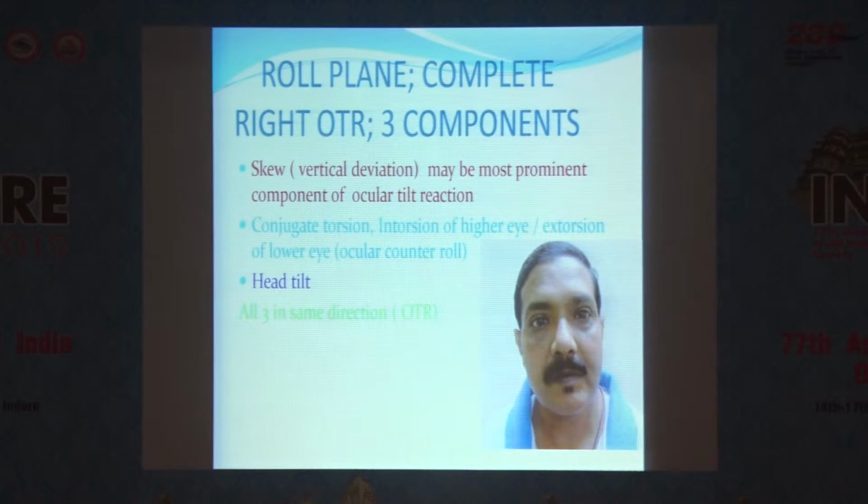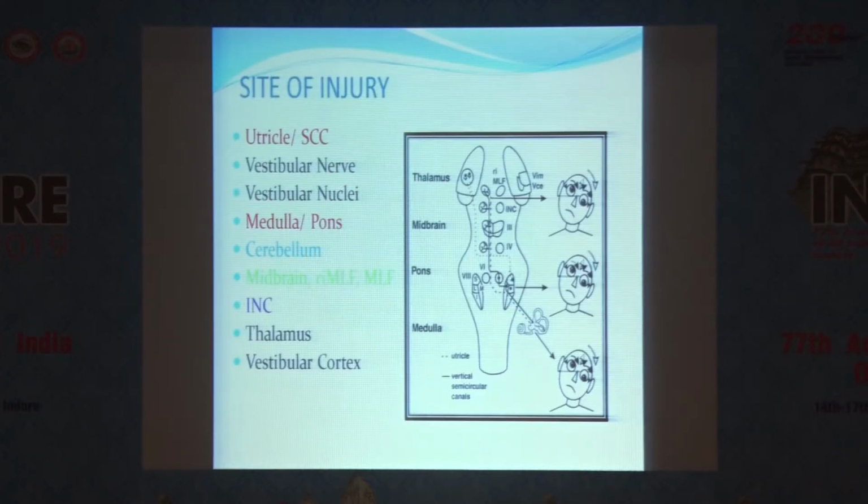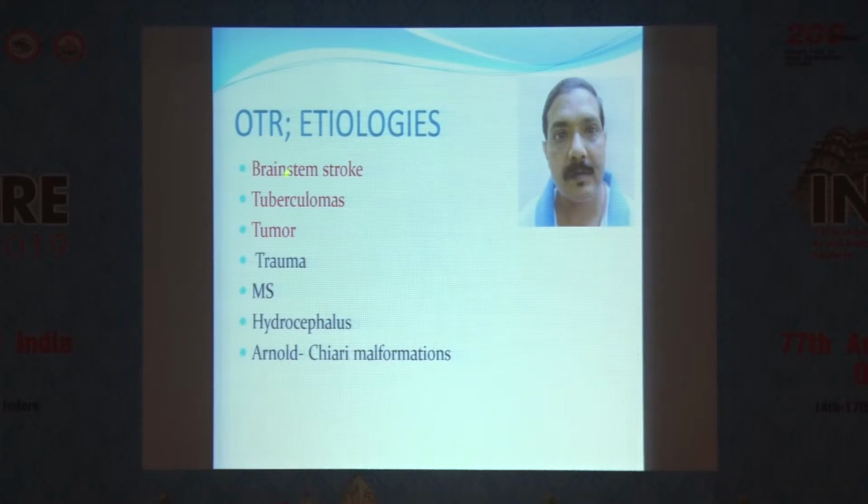This is showing the ocular tilt reaction in the roll plane. There are three components. As I said, there is a vertical deviation, and there is a conjugate torsion. One eye is extorting and the other eye is intorting, and there is a head tilt to the same side. All these three components make it into an ocular tilt reaction, what we call OTR. Now, etiologies can be, most common are these: brainstem stroke in our setting, tuberculomas, and tumor.